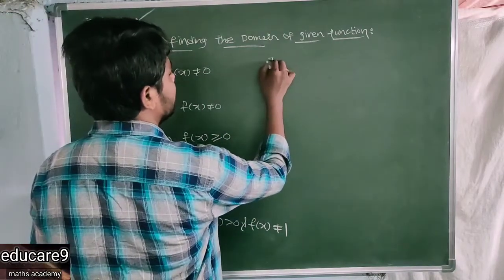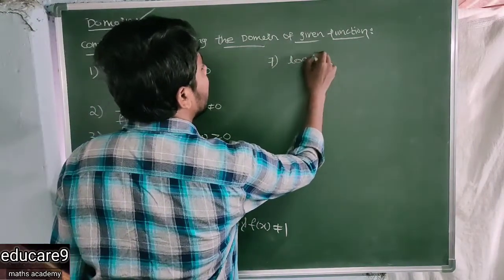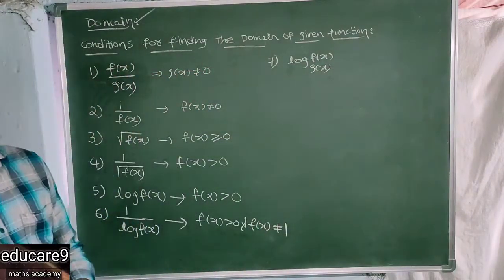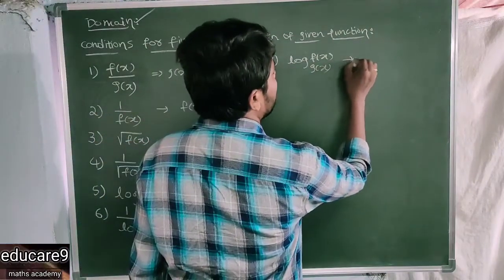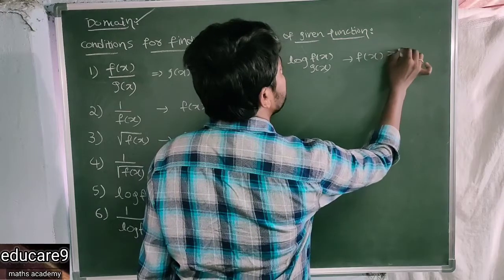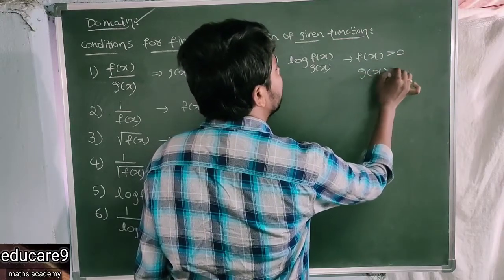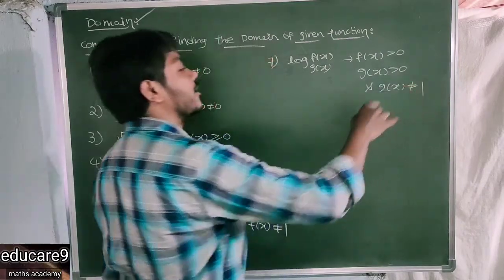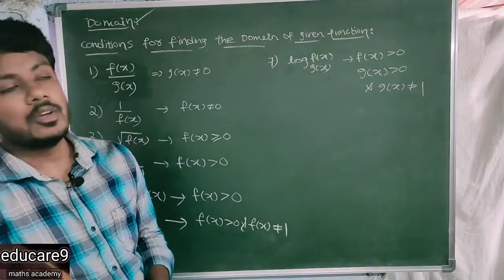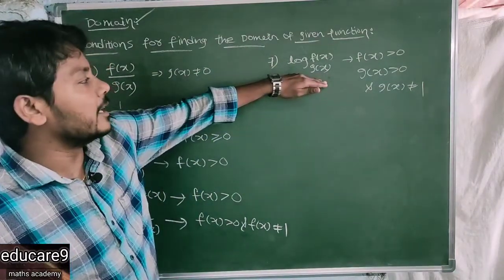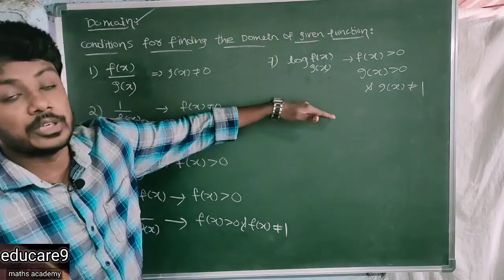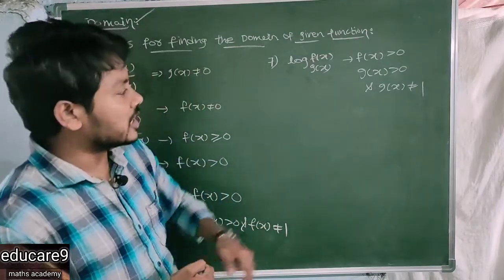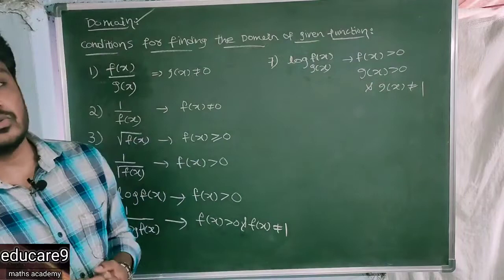Seventh one, log f of x to the base g of x. In that case f of x is greater than 0, g of x is also greater than 0, and g of x is not equal to 1. Your base is not equal to 1. If you write the base as 1, then it becomes log f of x by log 1, so the denominator is 0. If the denominator is 0, then the function values are not defined. So that's why here g of x is not equal to 1.